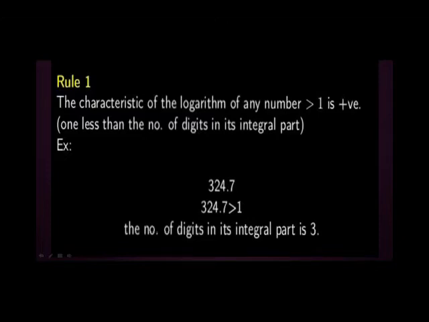So how will you find its characteristic? It is 1 less than the number of digits, so you subtract 1. The number of digits in its integral part is 3, so 3 minus 1 is 2. The characteristic of the given number is 2, because the number is greater than 1 and there are 3 digits in its integral part.